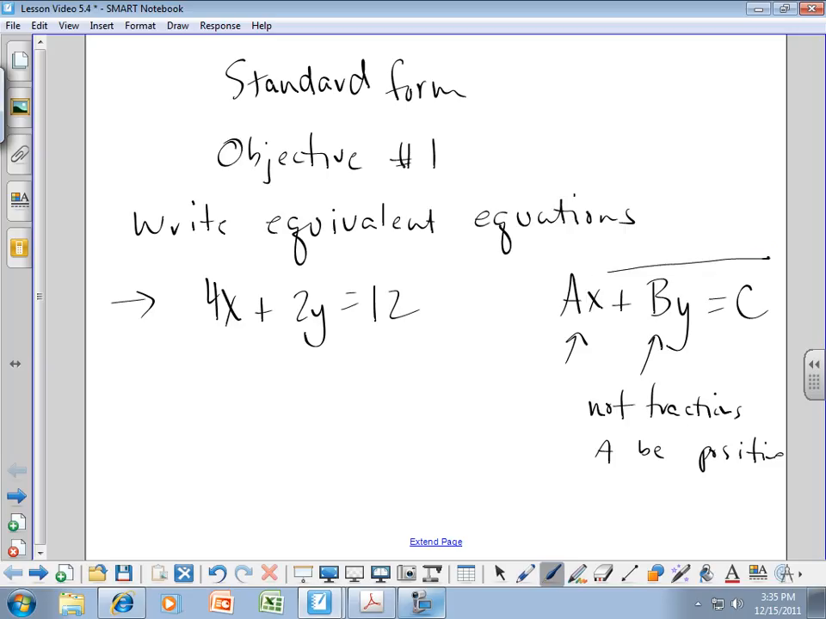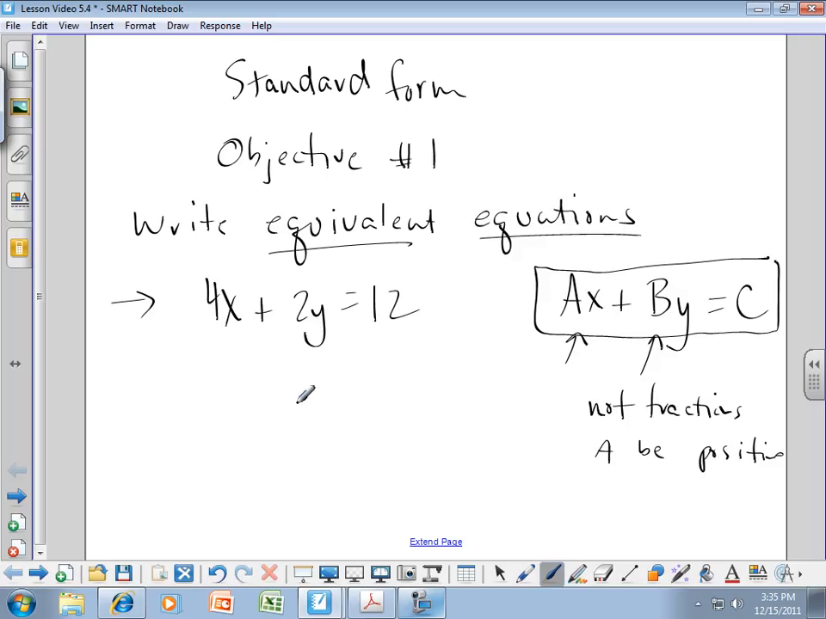But the basic standard form has the x and the y on the same side, everything else on the other side. These can't be fractions. This one needs to be positive. All right? So here's an equation in standard form. I want you to be able to write equivalent equations to this equation.